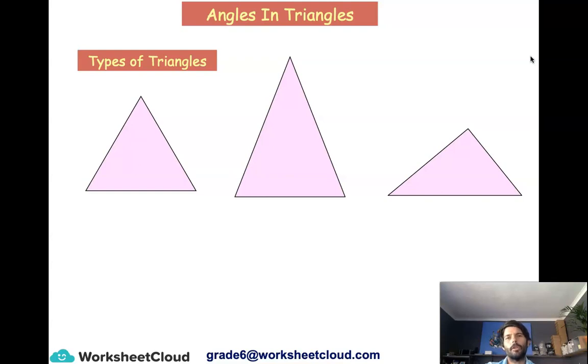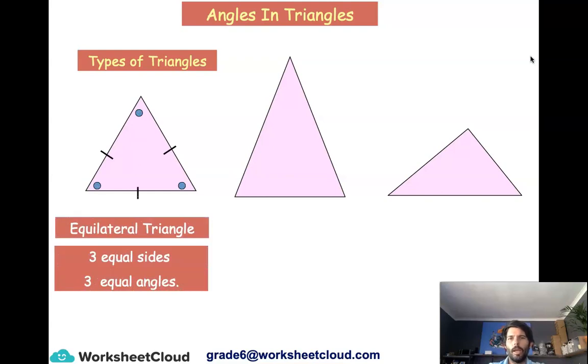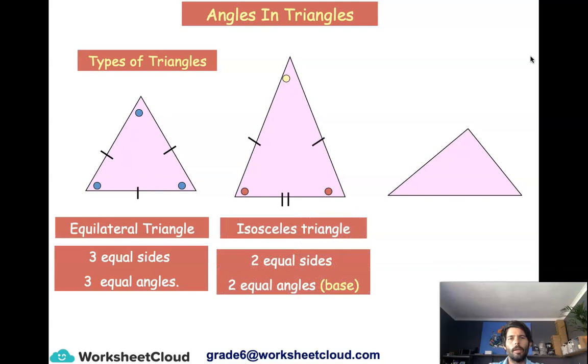Okay, this takes us on to angles in a triangle. So here you've got three different types of triangle. You've got an equilateral triangle. If you look at the first four letters of equilateral, it's E-Q-U-I, so equi, which is the first three letters of the word equal. So we know all the sides are equal and all the angles are equal, as shown by the lines and the round circles. An isosceles triangle has two equal sides and two equal angles, and the angles that are equal are at the base of the two equal lines.